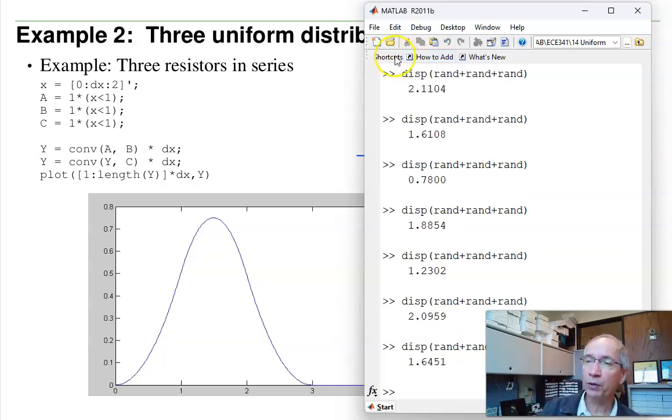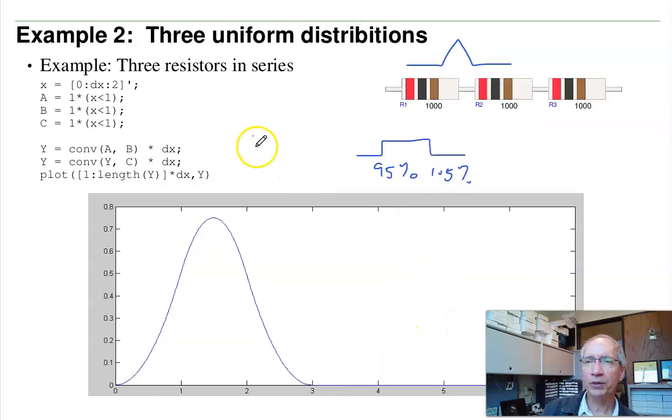Sum three uniform distributions, it looks like this. Answers are always between 0 and 3. They cluster close to 1.5. That's what I'm seeing. Occasionally, I might get a really small number close to 0. Occasionally, I might get a number really big, close to 3. But usually it's between 1 and 2. Found using convolution.